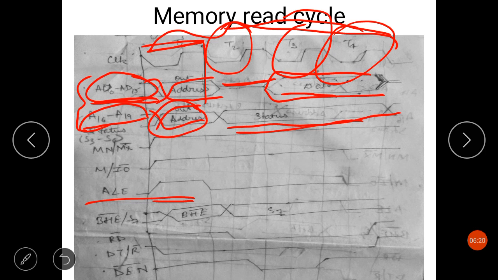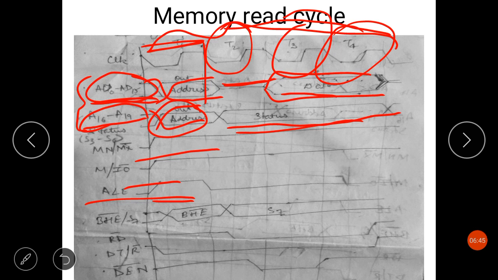Now, MN/MX bar, since I am talking about the bus cycle in minimum mode, is also high, indicating that the CPU is operating in the minimum mode. M/IO bar is high, since I am talking about the memory read cycle, which means the address is for memory. It indicates that the address sent by the microprocessor is for memory.